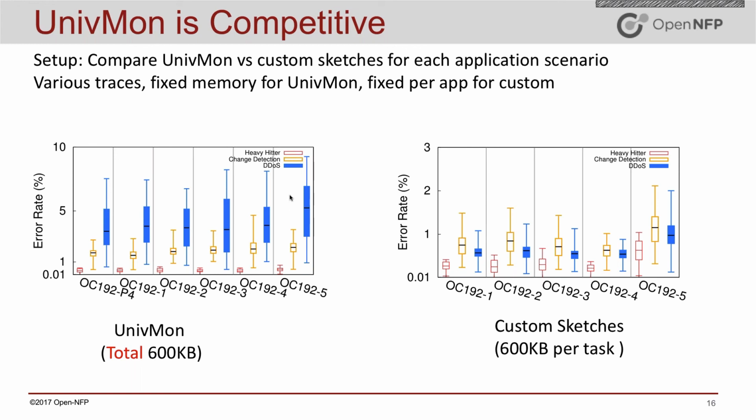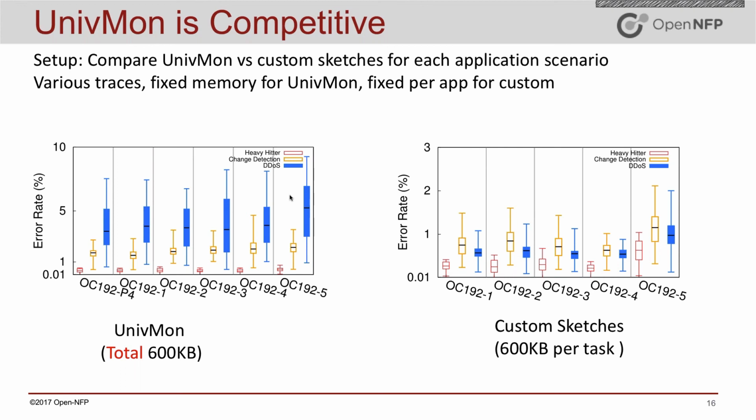The error rates are not that much worse than if you wrote a custom algorithm for each application scenario. So that is the good news for us: this can be practical, and universal monitoring can be competitive with respect to custom algorithms. This was a very positive result. Going in, we knew the theory, but we didn't know whether it would actually translate into practice on realistic traces and so on.